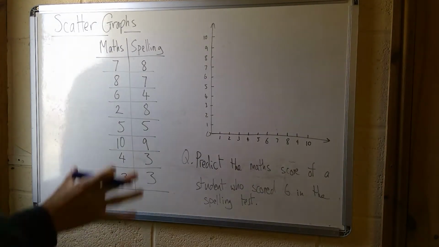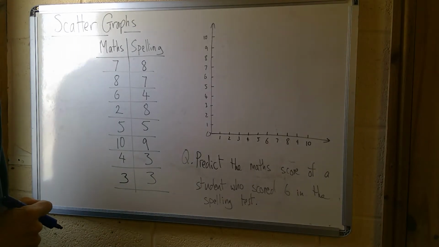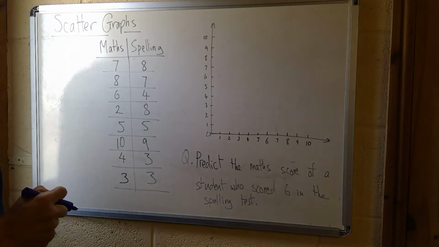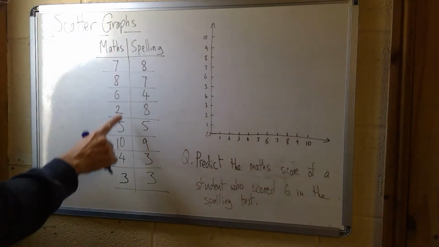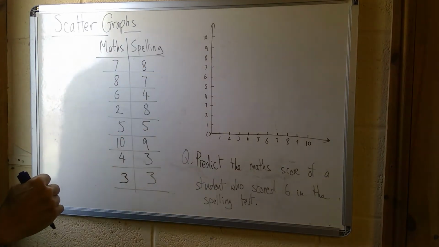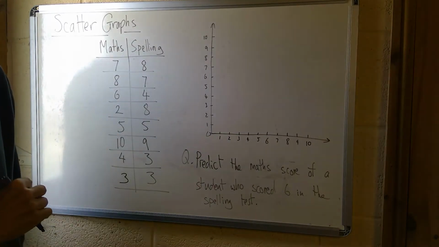Okay, today we're going to look at how we construct and use a scatter graph. A scatter graph is really useful for comparing two variables. So today we're going to be comparing what students scored in a maths test and a spelling test. And the nice thing about a scatter graph is I can compare the two and look for a connection that we call correlation.